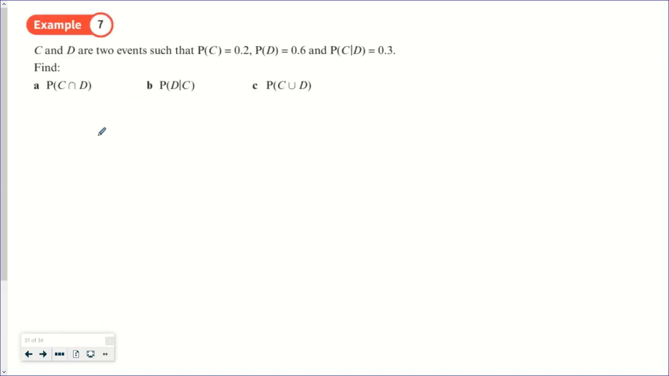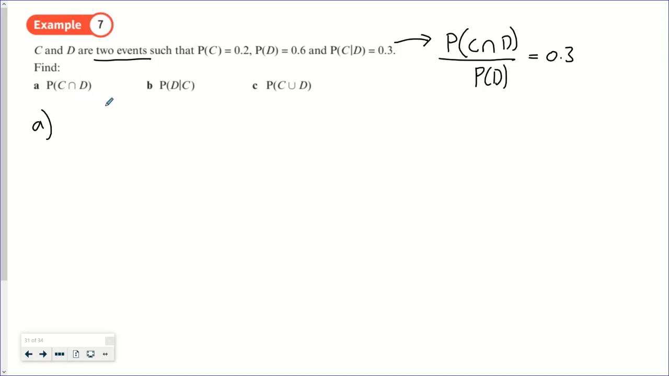So let's have a look at example 7. We've got two events and we're going to assume that they're not independent, because we always do that with events. And we're given this formula here. Now, it's going to be useful to write down this formula in terms of what it's actually equal to using the conditional probability formula. So that's the probability of C and D divided by the probability of D, and we're told that that's equal to 0.3. In part A, you might be tempted just to say I know the probability of C and D happening is just the probability of C times the probability of D. The problem is, we're just told that it's two events. We don't know that they're independent.